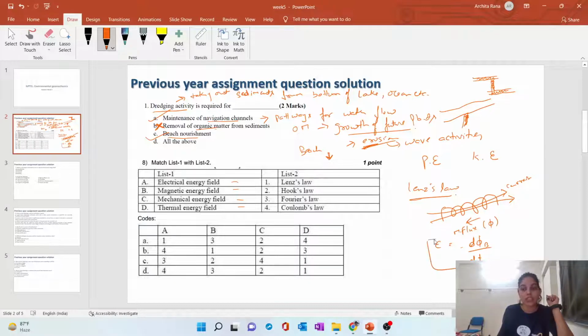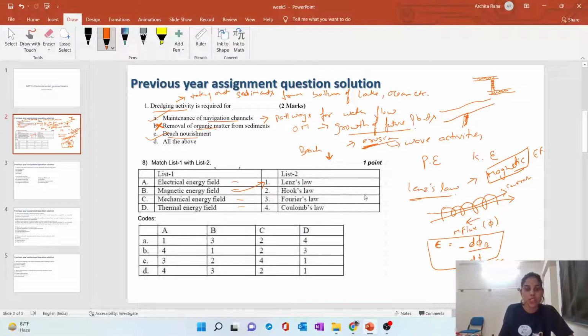This is what Lenz's law suggests, that in a circuit where a current is flowing, the magnetic flux is acting in the opposite direction, and hence this negative sign. So this is the formula, and it is based on what? Magnetic flux. So what energy field are we seeing in this? Magnetic field. So Lenz's law is magnetic. When we study the magnetic energy field of a system, of a geomaterial, we use Lenz's law.